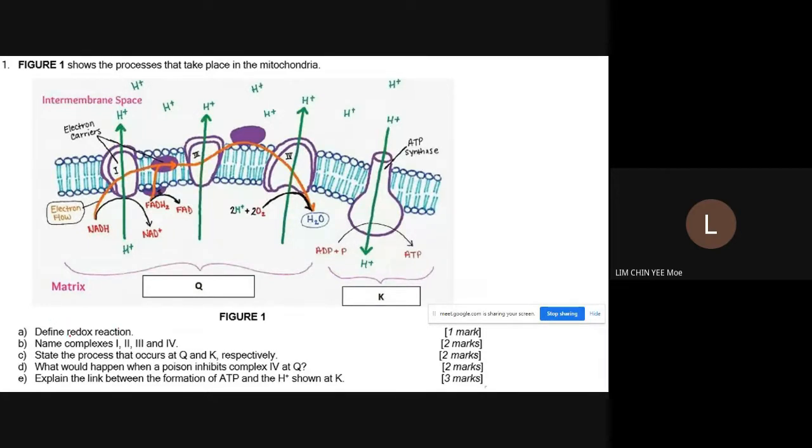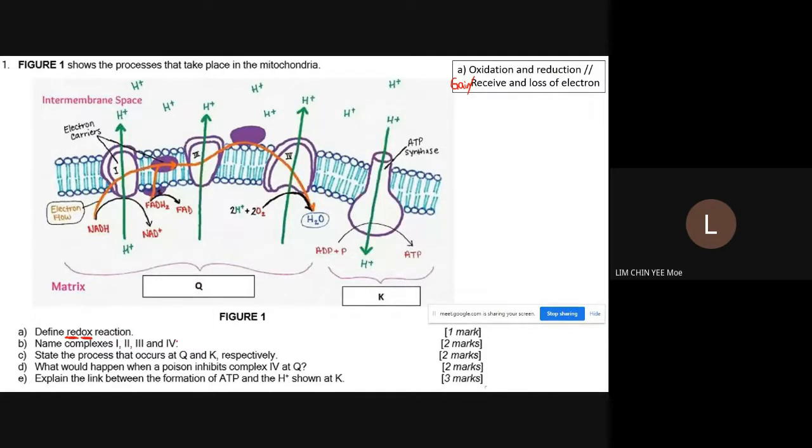So redox ada apa dengan apa? Reduction dengan oxidation. Yeah, itu je. Okay, it's just reduction and oxidation, or if you want to say gain and loss electrons, itu pun boleh. Receive and loss of electron or gain and loss of electron, I pun terima. Tapi kalau I tulis oxidation and reduction lah. And then B, name complexes 1, 2, 3, and 4.